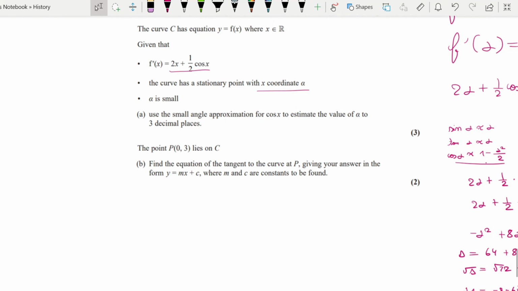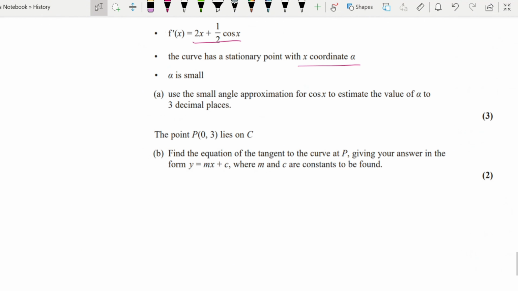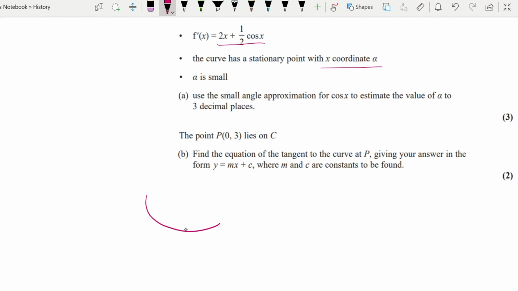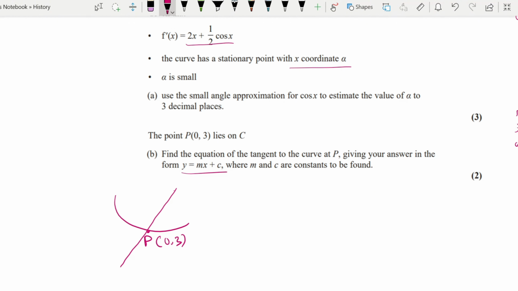So let's look at the B part. We have a point that lies on C, and we're supposed to find the equation of the tangent to the curve at B, giving your answer in the form y equals mx plus c, where m and c are constants to be found. Okay, so let's say we have a curve. This is our point B, 0, 3, and we're supposed to find the equation of the tangent. So it can be this line here that goes through. For this equation, we need a point, so we need coordinates x and y, and then we need our slope.